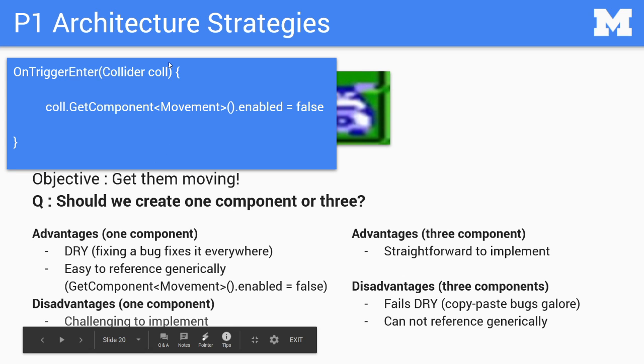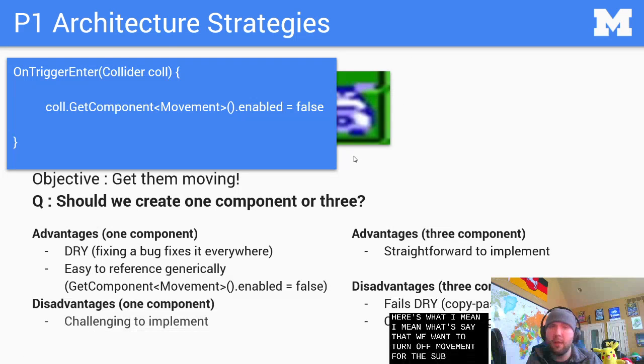Here's what I mean. Let's say that we want to turn off movement for this enemy when we touch something. Let's say you create a custom mechanic where you've got a weapon that freezes enemies in place. Well, if you have only one common component for movement that everyone is using, you can reference it generically. You just do collision.getComponent, so get the component on the thing that I collided with, and turn it off. It's easy. You know that the enemy is going to have the movement component because that's the only movement component that exists.